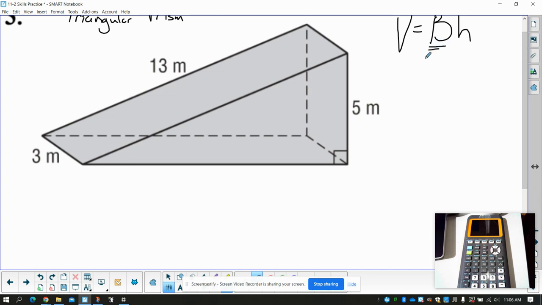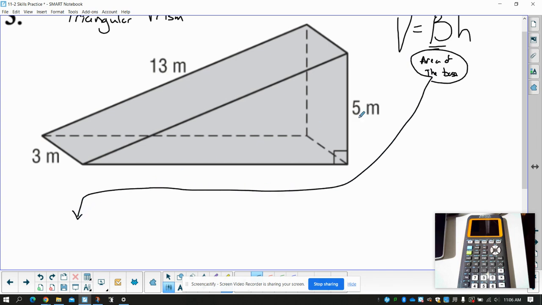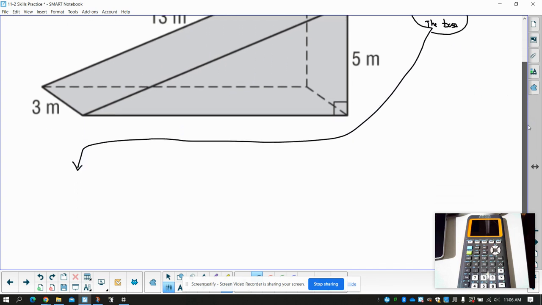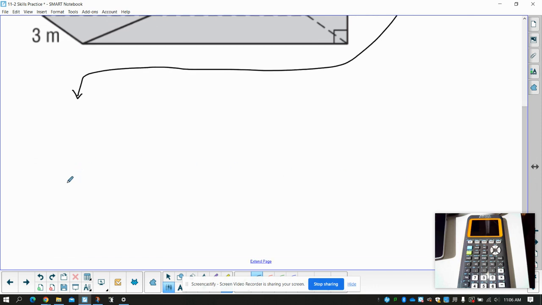The capital B stands for area of the base. So we're going to do this problem separately first. So let's go down here. So now I'm going to take a look at this triangle. That is the base. I'm going to look at it separately from the rest of the shape for just a moment.